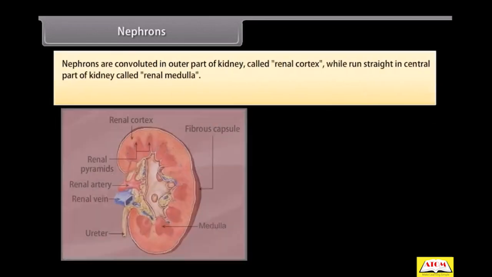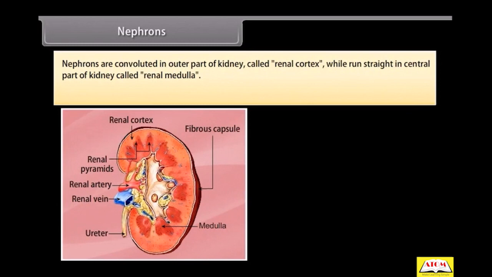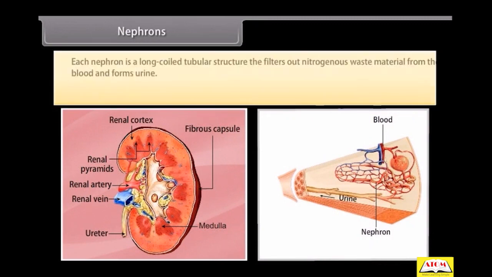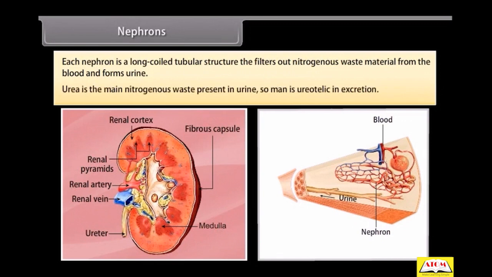Nephrons. Nephrons are convoluted in the outer part of the kidney called renal cortex, while running straight in the central part of the kidney called renal medulla. Nephrons are the functional units of kidneys. Each nephron is a long coiled tubular structure that filters out nitrogenous waste material from the blood and forms urine. Urea is the main nitrogenous waste present in urine, so man is ureotelic in excretion.